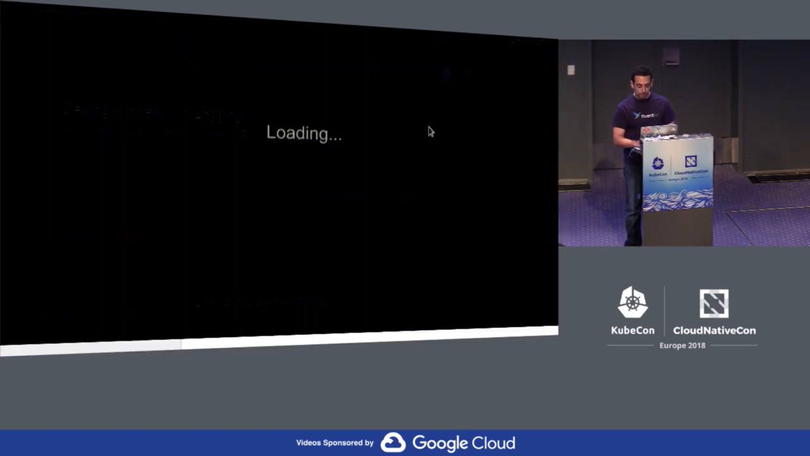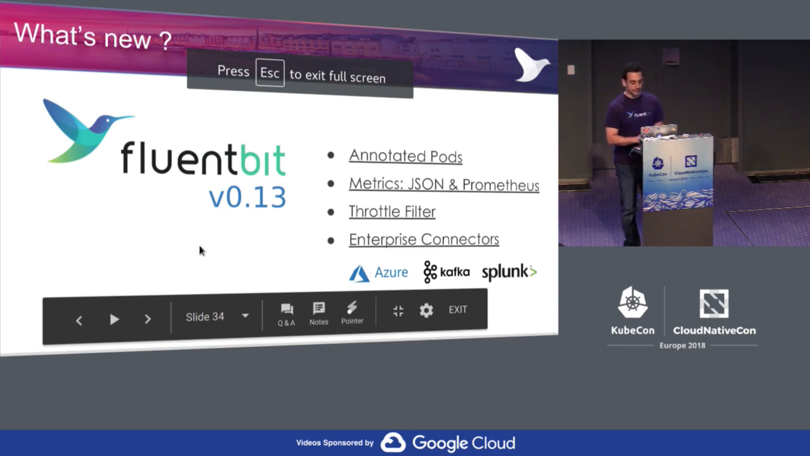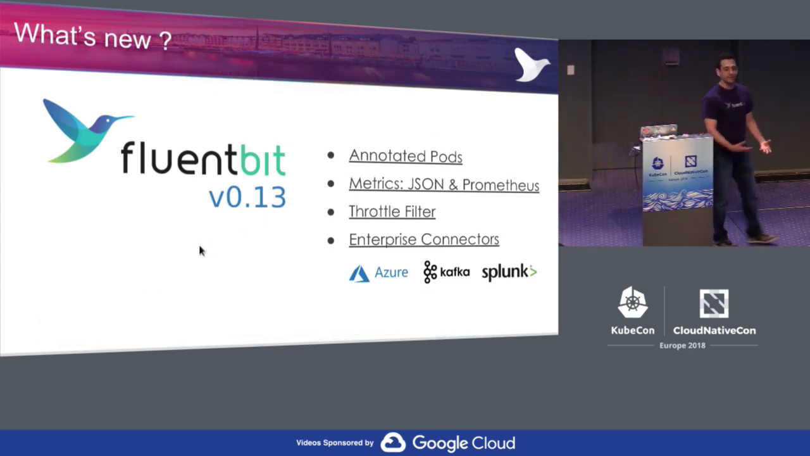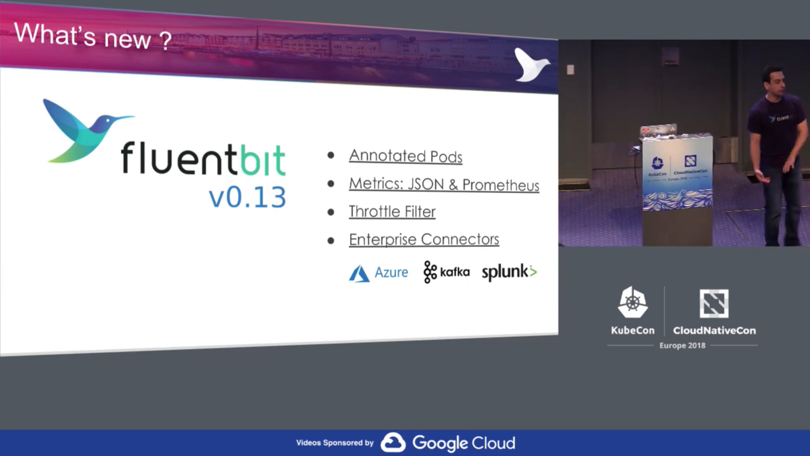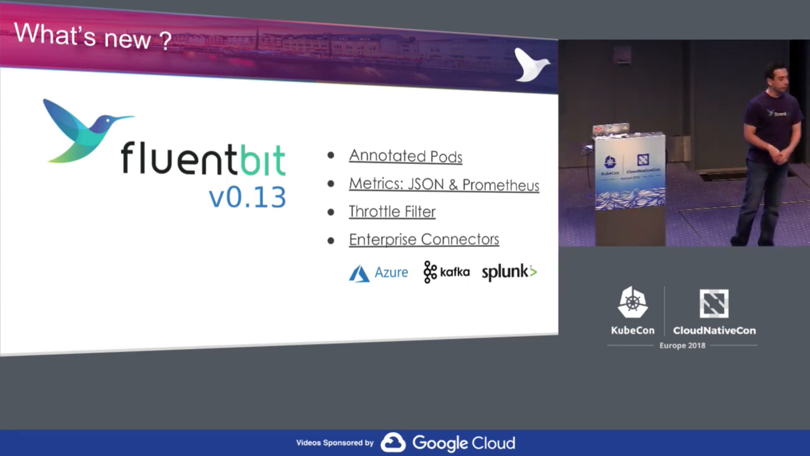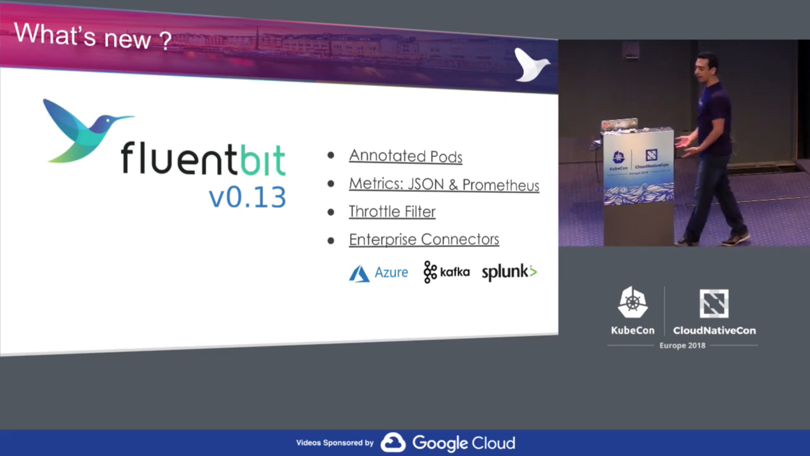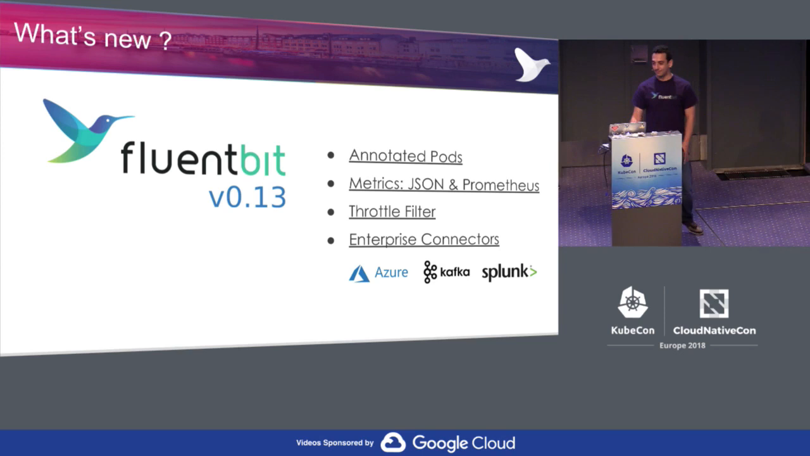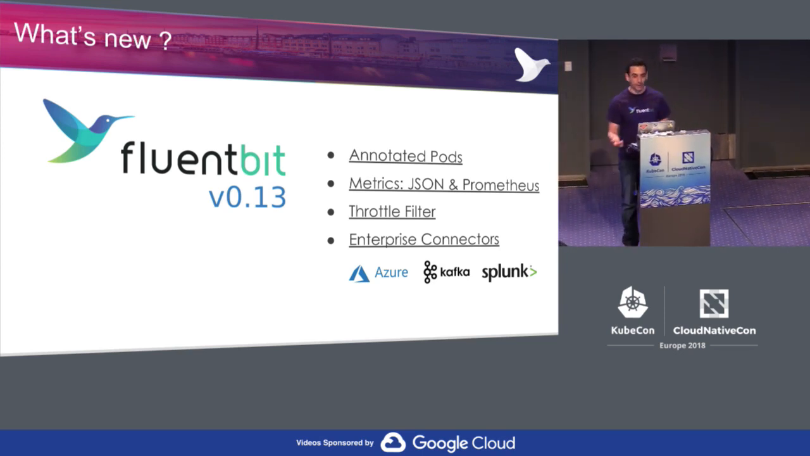And also, people from the enterprise say, we need more enterprise connectors. We solved all the data collection for Kubernetes. But now we want to ingest the data in other places. So we added support for Azure, for Kafka, and also Splunk. Maybe you love it, maybe you hate it. But we have the support for it because people want it.